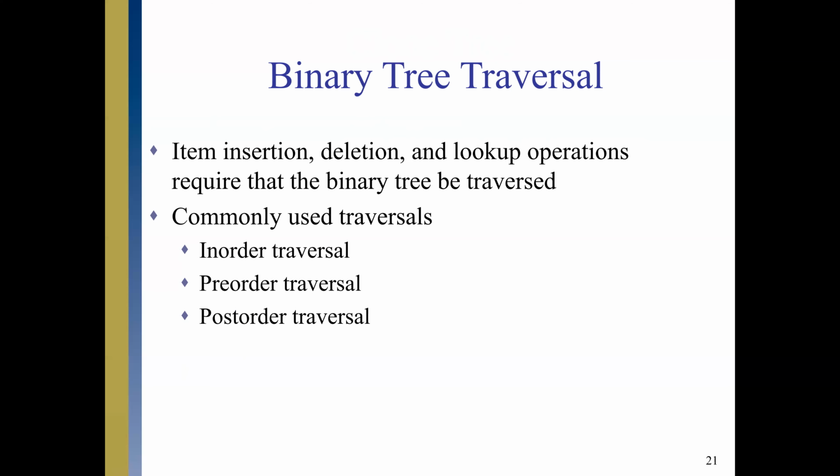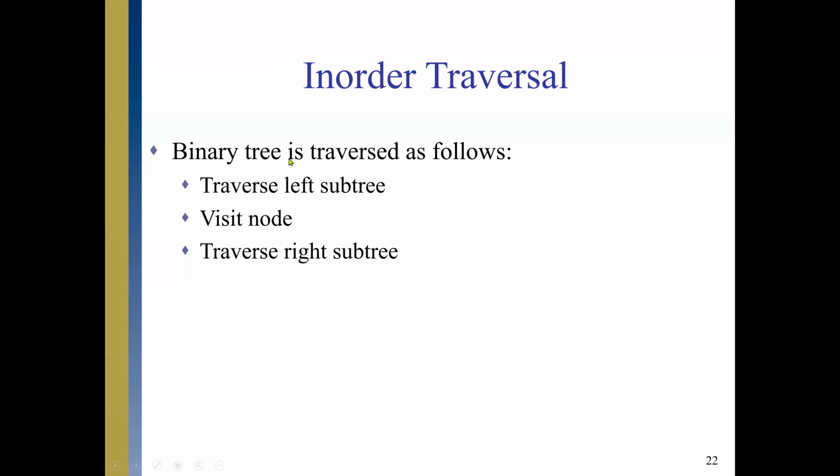That's post. Now pre means we go through the root first before left and right. Again, in-order means the root is between the left and right, so we go through the left first. Always, when we have the option of left and right subtree, we go through the left subtree first before the right subtree. So let's go through the steps. The binary tree is traversed as follows for the in-order traversal. We traverse the left subtree first. Then we visit the node, which means we go to the root. Then we traverse the right subtree.